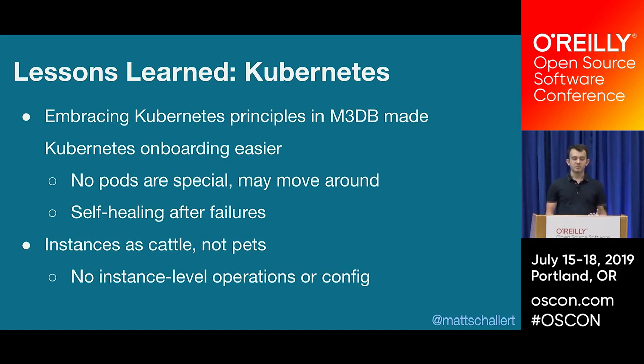Also, at any point in time, if M3DB encounters a disruption, when it comes back, it just continues gracefully resuming the work that it was supposed to do by checking etcd. So if Kubernetes moves us around, then again, when the container comes back up, it just continues checking what it's supposed to be doing. And all of this goes hand in hand with this idea of treating our instances as cattle, not pets. We no longer had to operate on instances directly or worry about anything on an instance level because of this.